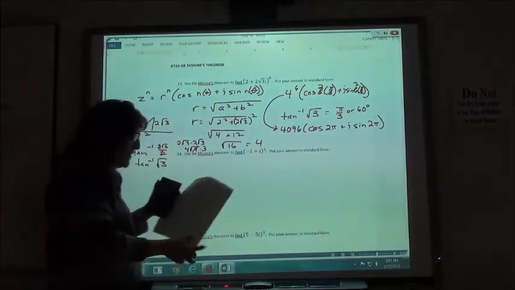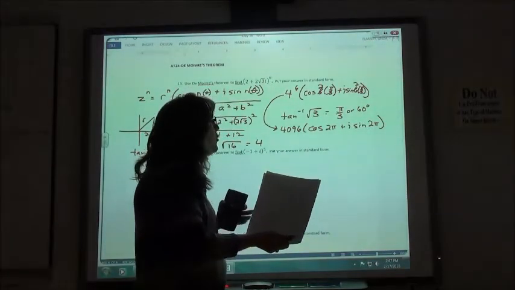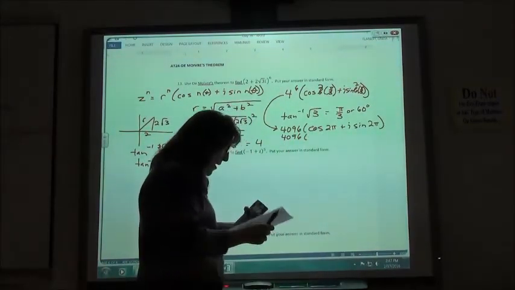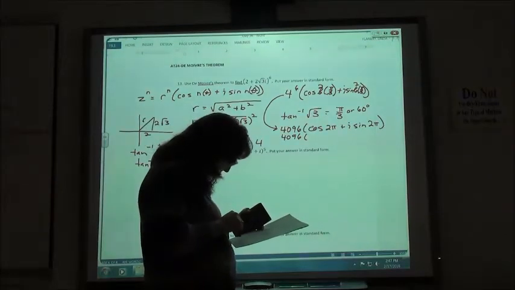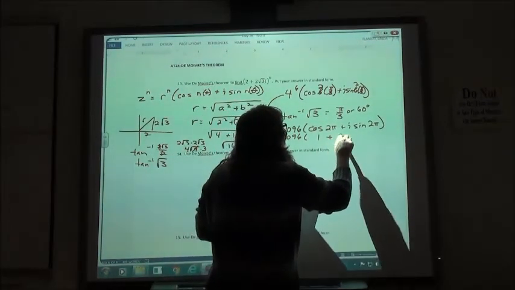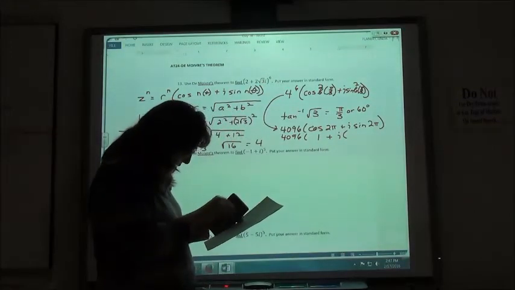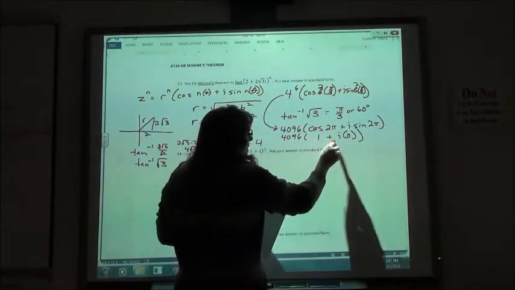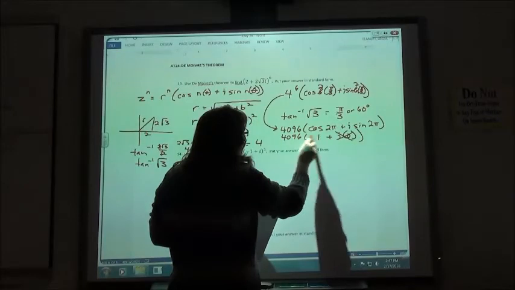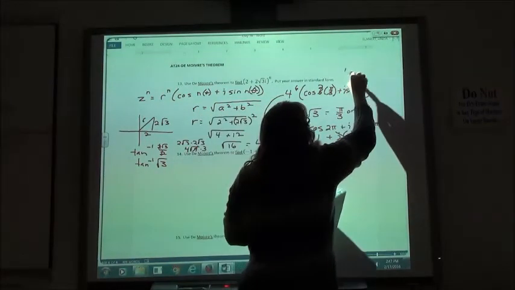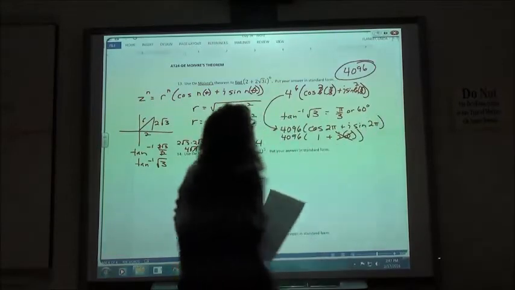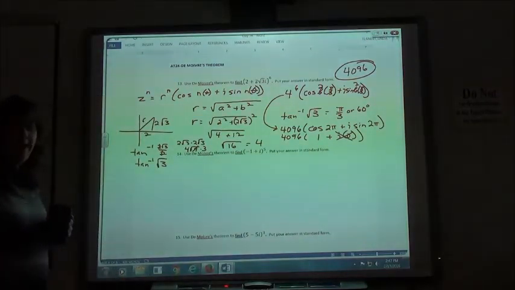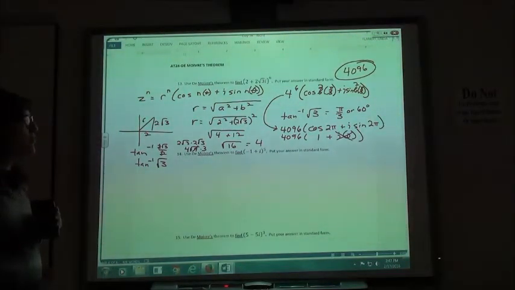So again, I'm going to use this table, and I'm going to look up the cosine of 2 pi and the sine of 2 pi. So I'm going to have 4,096 times the cosine of 2 pi. 2 pi, looking under the cosine, is 1, plus i times the sine of 2 pi. The sine of 2 pi is 0. Well, this is going to make this 0. So I'm going to have 1 times 4,096. So my answer is just 4,096. So if I took 2 plus 2 square root of 3i times itself 6 times, I would end up with 4,096.